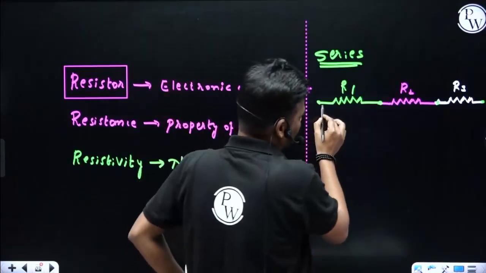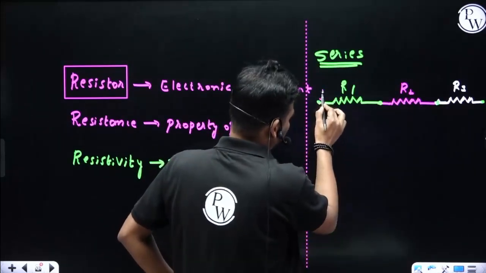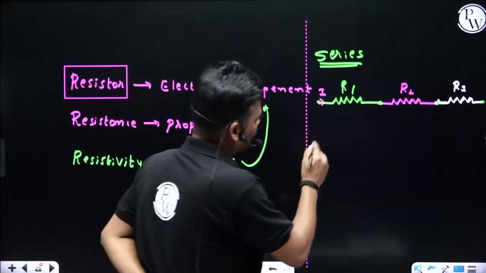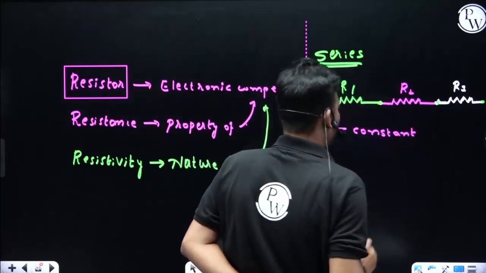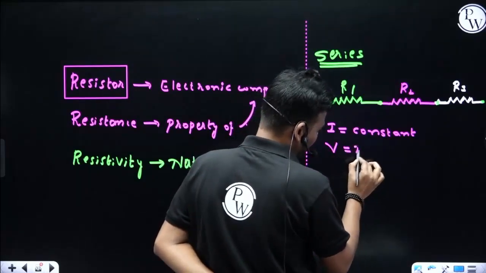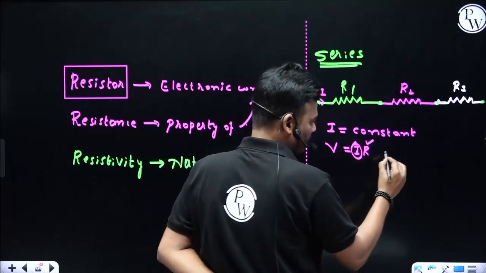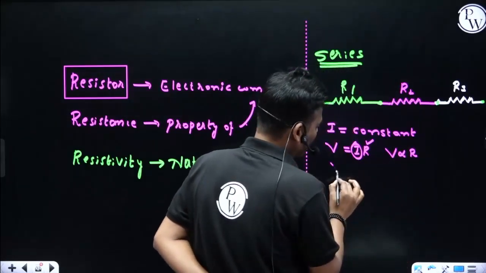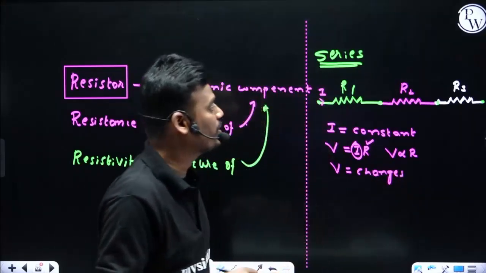In this particular case, you can see there is only one path for the current. If, for example, let's consider there is a current, how many paths are there for the current? Only one path. Therefore, current will remain the same, constant. And what happens with the potential difference? Potential difference is given by I into R. As I is constant, V is directly proportional to R. So it depends on R. Therefore, V is going to change, which means the potential difference is going to change.